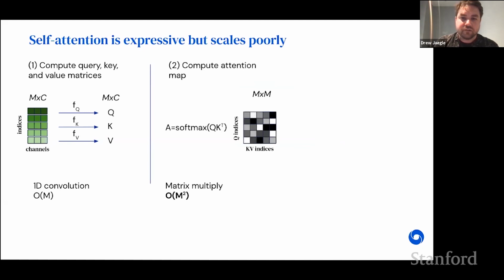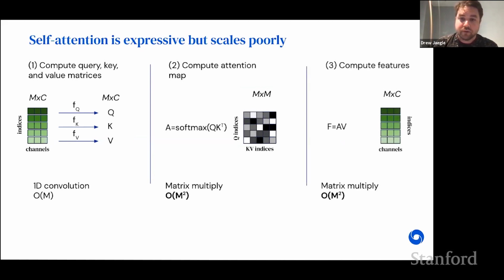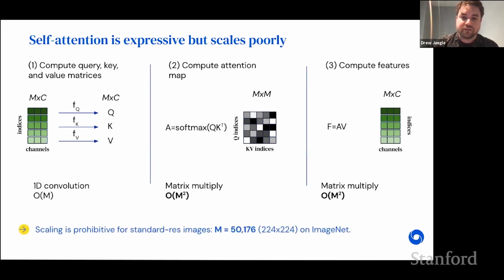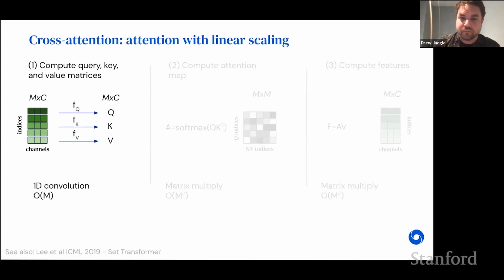We then compute the attention maps using the output of this operation. This gives us a matrix multiply, which is the source of the quadratic scaling. And then finally, we compute output features with another matrix multiply. We're already rate limited here because even for standard resolution images, M is quite large, around 50,000 for standard ImageNet images, which again are very small. So this is something that just isn't going to work if we want deep architectures.